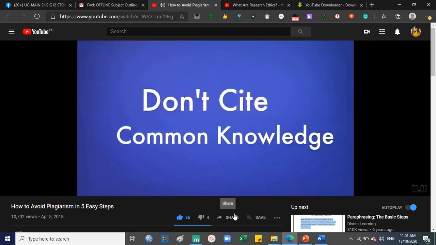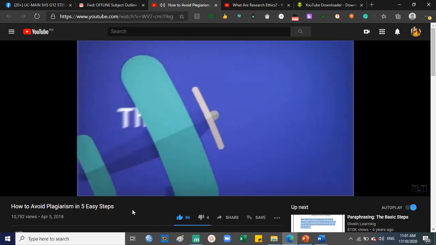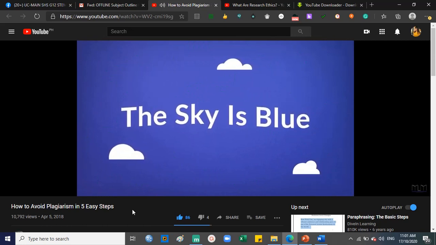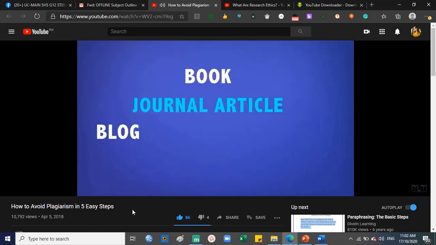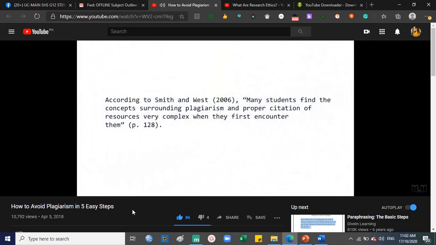Information that is common knowledge, for example, the sky is blue, does not need to be cited. Number 3, cite your sources. As I've already said, you need to cite information that you get from a source. Whether it is from a book, journal article, blog, or website, you need to cite it. Here's an example of a citation. In the parentheses, you can see that both the publication year and page number are given.